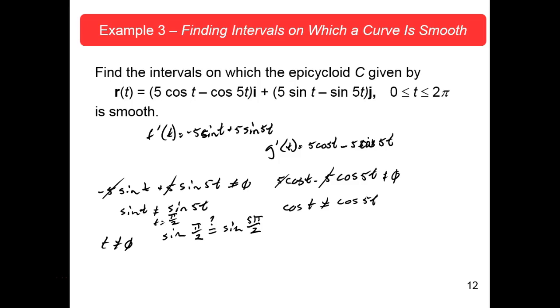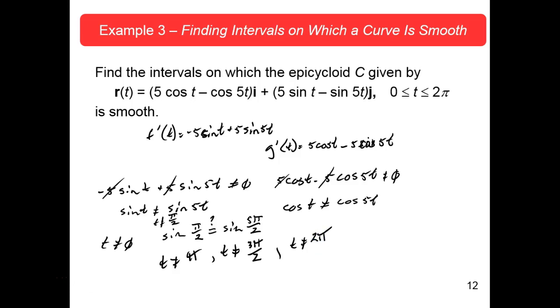That'll be at 0, pi halves, t can't be pi, t can't be 3 halves pi. And of course it can't be 2 pi again either. I'll write it down because it was included there. Okay.